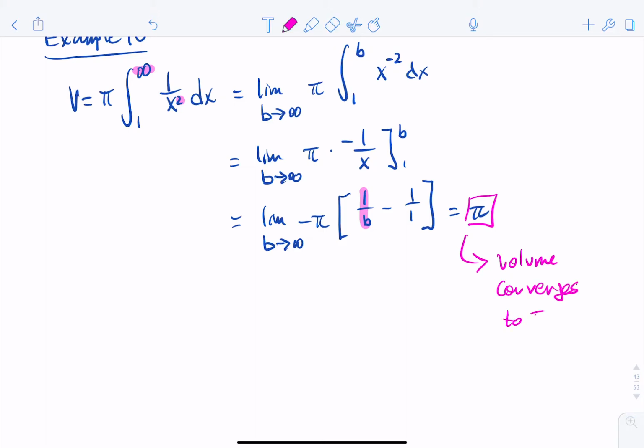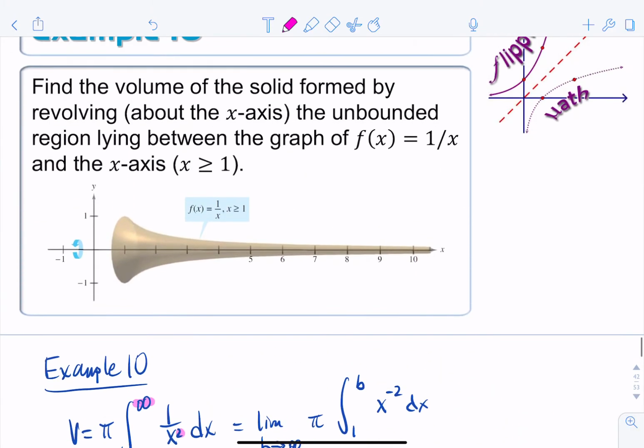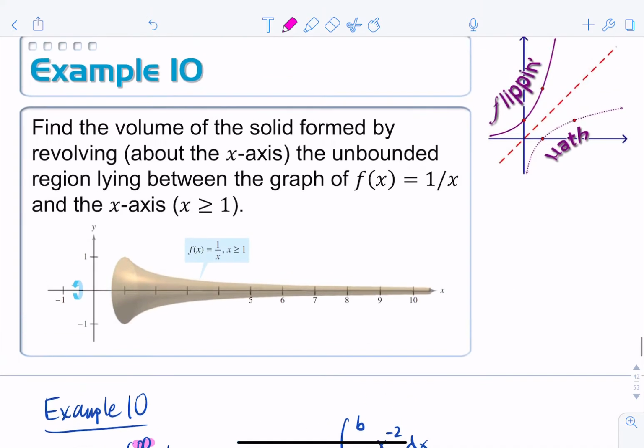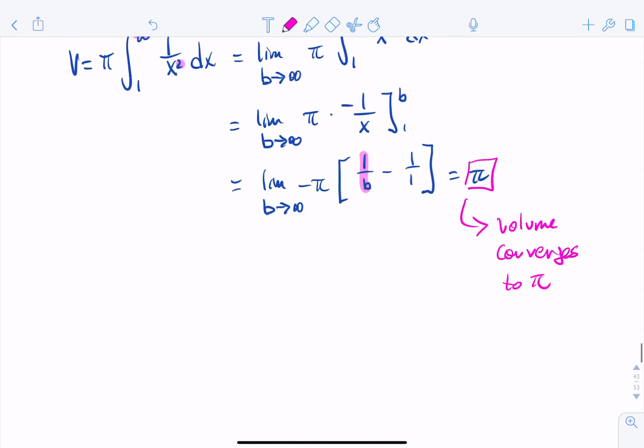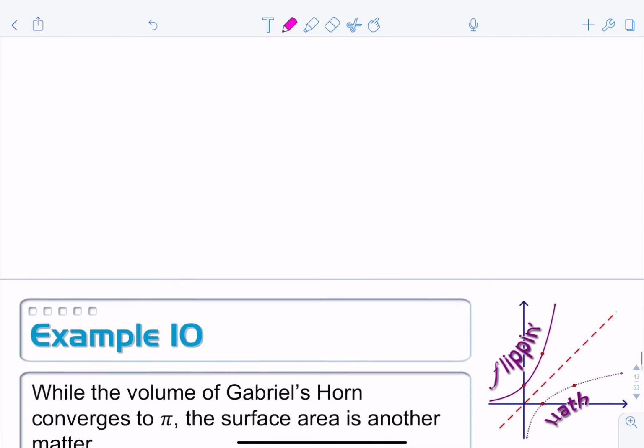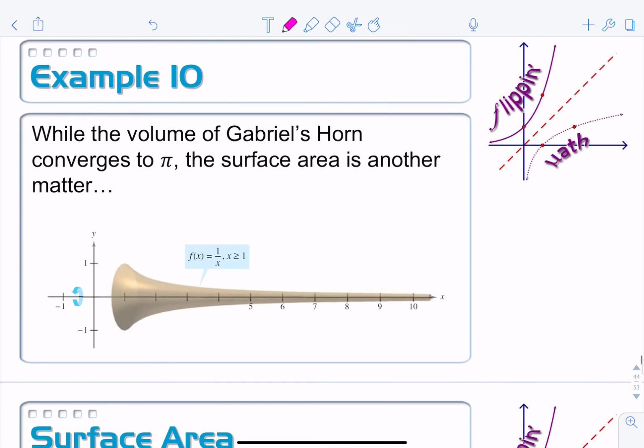to pi. In other words, let's come back up here to our picture of Gabriel's horn. Even though this horn is infinitely long, it has a finite volume, and that volume is getting closer and closer to pi, okay?